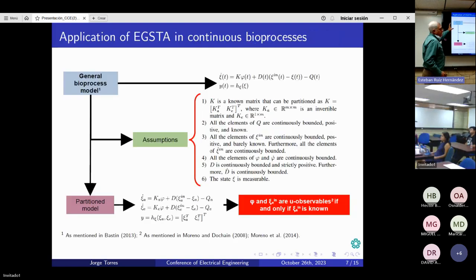So we would like to adapt this theory for the estimation of various quantities in bioprocesses. I would like to say that in engineering, in particular in automatic control, we may have very nice theory, in particular for nonlinear systems. But the problem is to find a nice, pertinent application of this theory. So we claim that this is a good example for this.